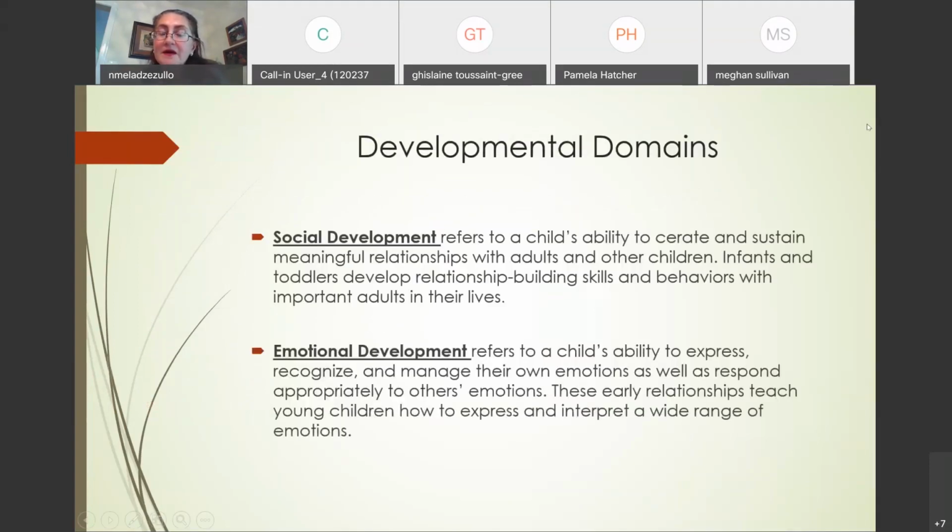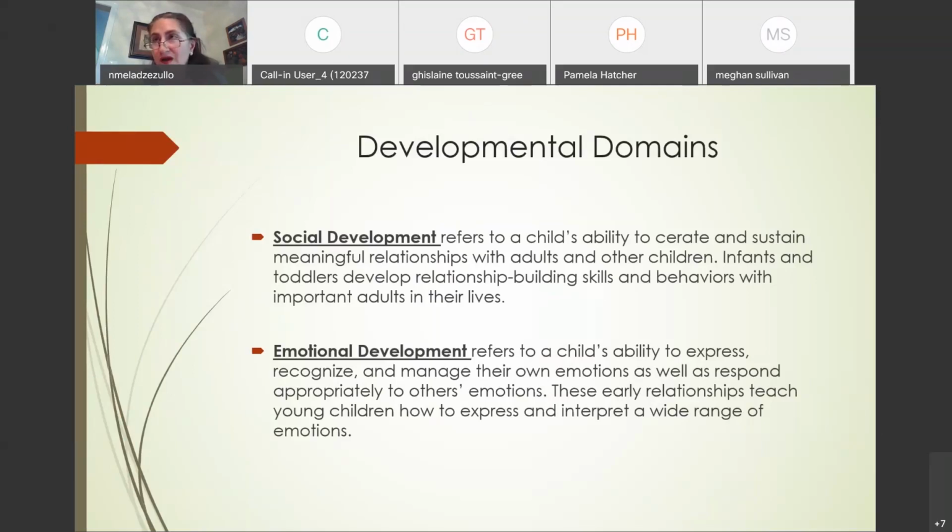And then I have descriptions of each developmental domain just to make you familiar with what exactly they mean. So, social emotional development. Social development specifically refers to a child's ability to create and sustain meaningful relationships with adults and other children. So it's very important that we are not just talking about adults, it's about peers too. For infants and toddlers, developing relationship-building skills and behaviors with important adults in their lives is crucial. Everything starts and begins with building relationships.